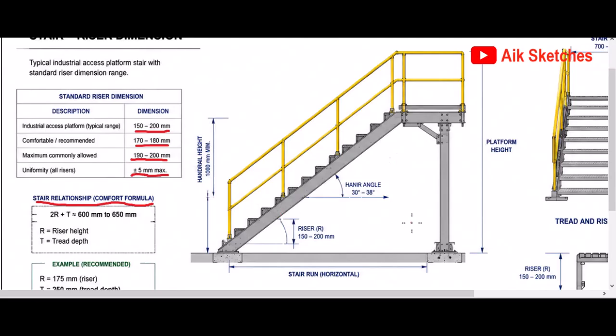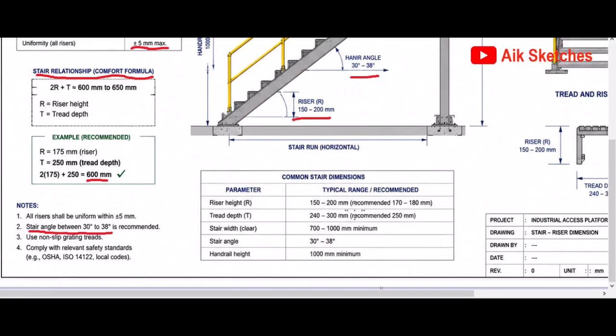So another thing is the access platform and the design of the stairs have to comply with relevant safety standards, for example OSHA, ISO 14122, and the local codes. Okay, so let's go to the diagram above. This is the diagram. This is what it looks like in picture form.